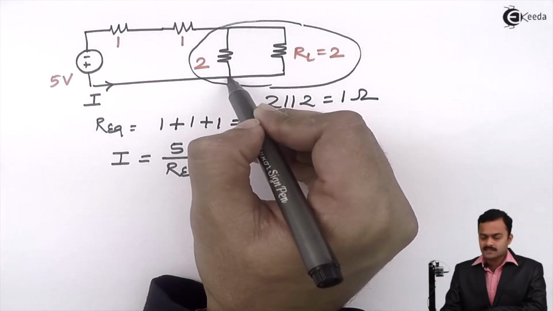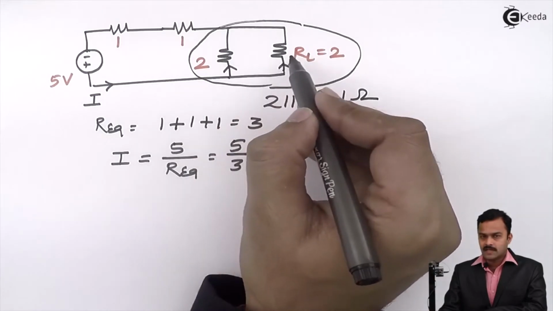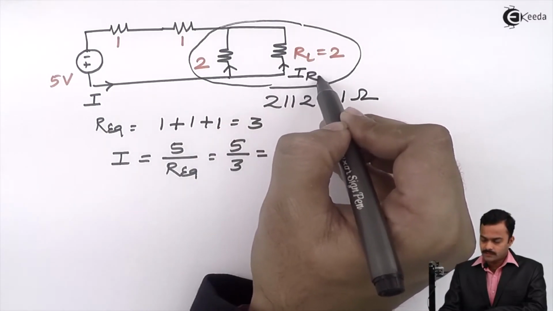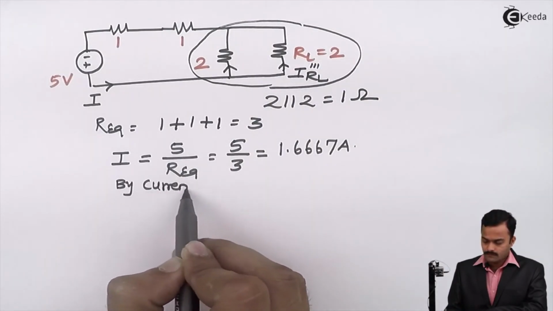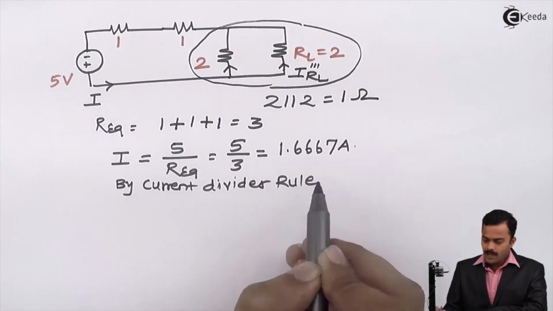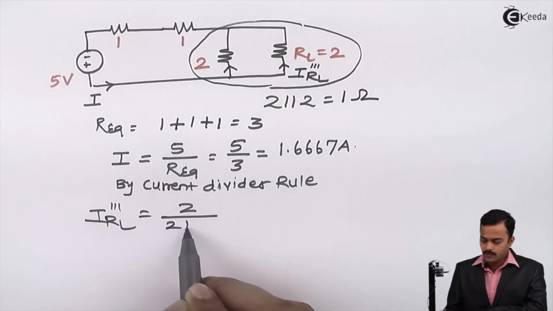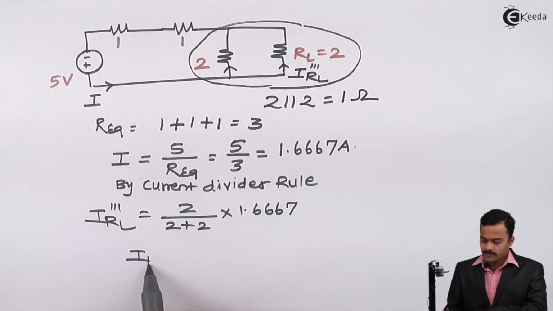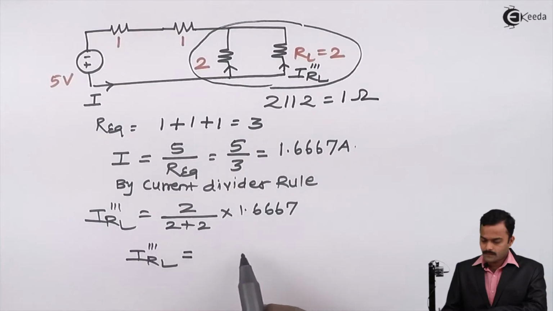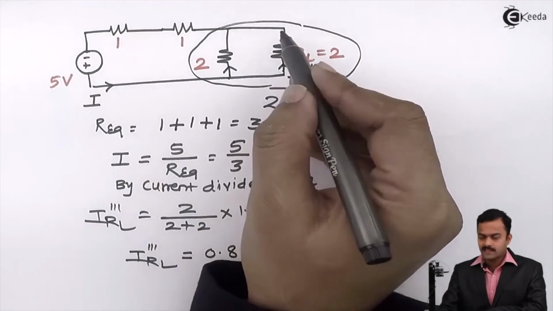Why am I calculating this current? Because at this junction the current will split into two, rather equally, because the resistances are of the same value, and our objective is to get this IRL triple dash. So by the current divider rule, I can say IRL triple dash will be 2 divided by 2 plus 2 multiplied by 1.6667. So this will be 0.8334 ampere, but the direction will be upward.